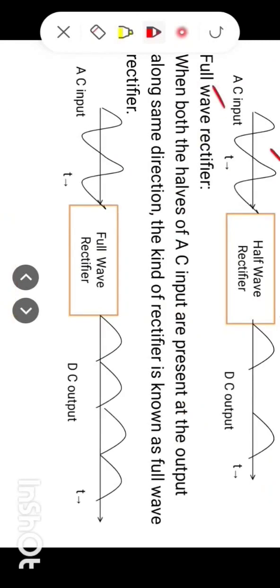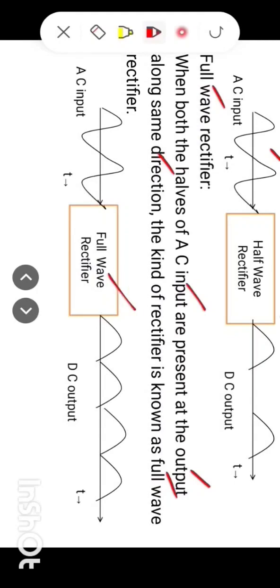Now full wave rectifier. Let us define full wave rectifier. When both the halves of AC input are present at the output along the same direction, the kind of rectifier is known as full wave rectifier. I repeat, when both the halves of AC input are present at the output along the same direction, the kind of rectifier is known as full wave rectifier.